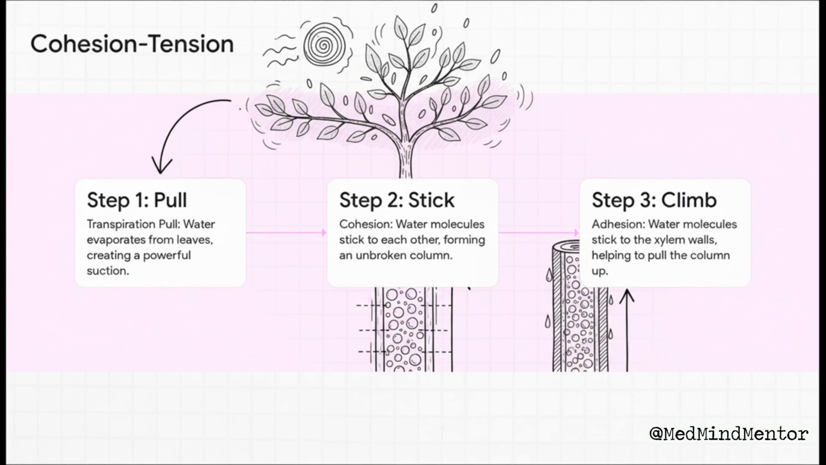So how in the world does water defy gravity and get all the way to the top of a giant tree? Well, the most accepted theory is this really elegant 3-step process. It all starts with a pull from the top when water evaporates from the leaves. That pull is then transmitted down an unbroken column of water, all because water molecules love to stick together, that's cohesion, and they also stick to the xylem walls, which is adhesion.